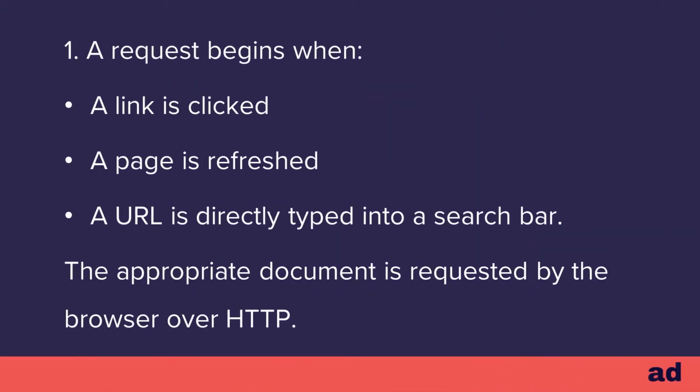Let's go into these in a bit more depth and break down exactly what happens in each of these stages, starting with the request. A request begins when a link is clicked, a page is refreshed, or a URL is directly typed into a search bar and navigated to. When a link is clicked, the appropriate document, which is the web page text file located on a web server, is requested by the browser over a system called HTTP. This is essentially how browsers and servers talk to each other and send files over the internet.